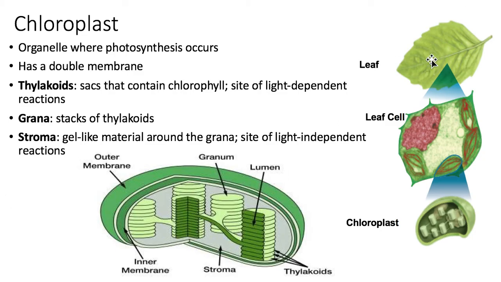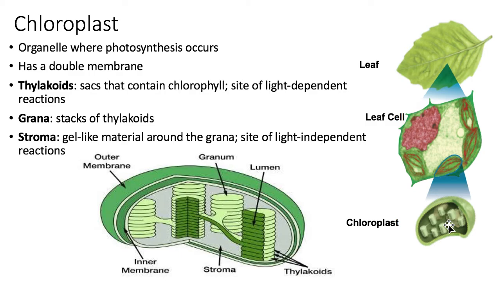So if I take a leaf and I zoom in on the leaf, I'll find an individual leaf cell, which is here. And in that leaf cell are a lot of different organelles, like the nucleus, endoplasmic reticulum, all that stuff you learned in middle school. And one of those organelles is the chloroplast, and that's where photosynthesis happens.